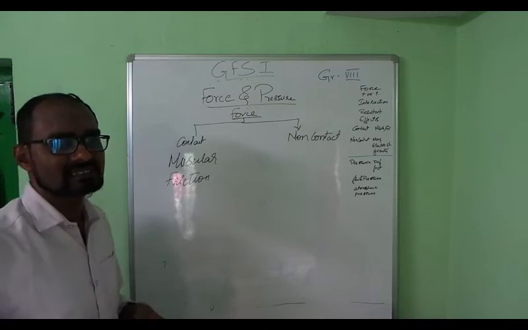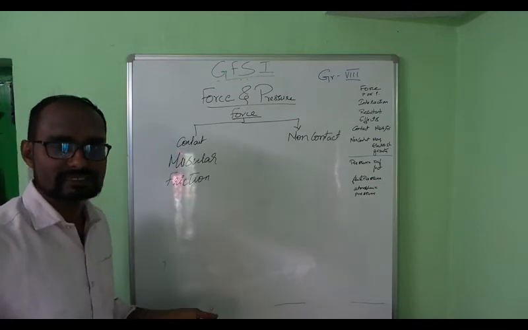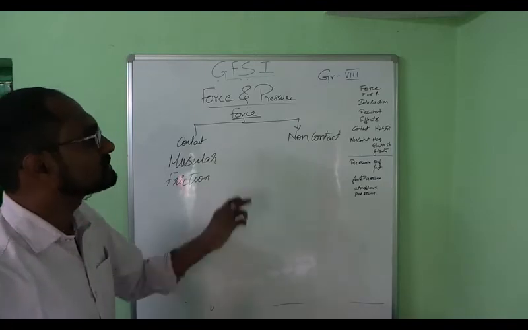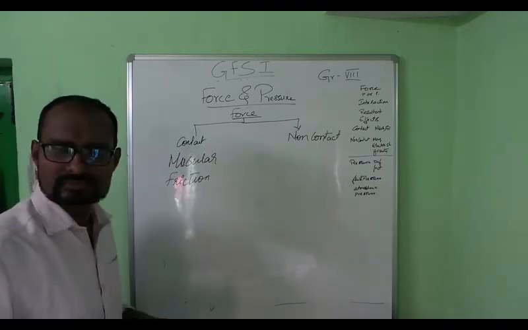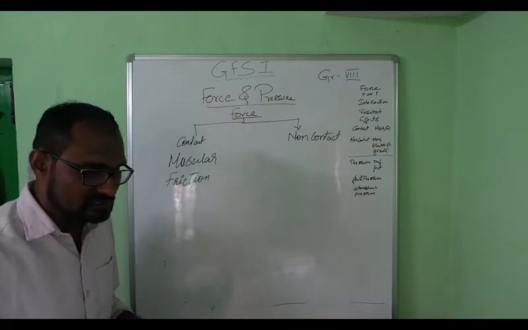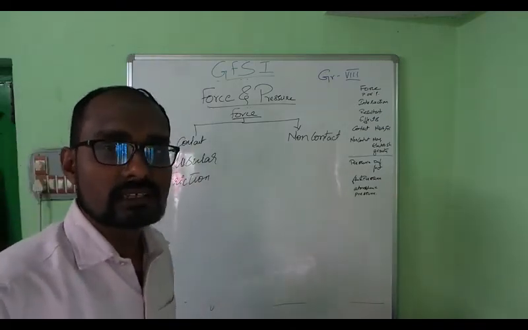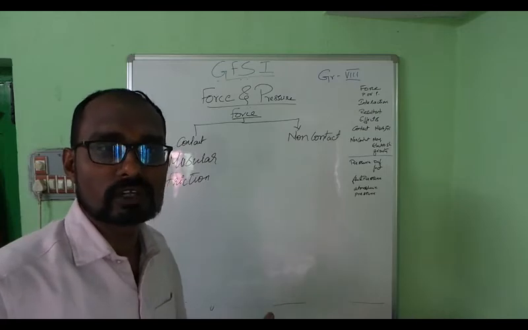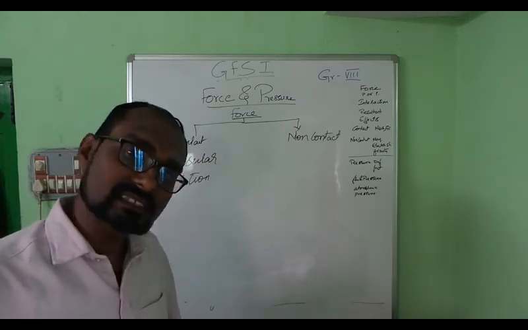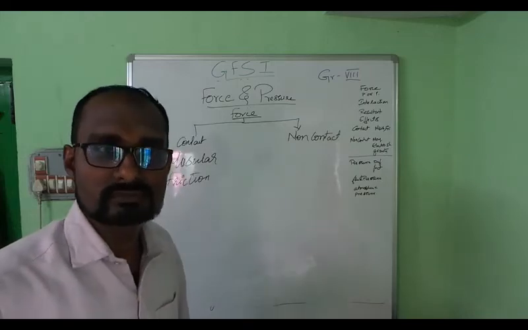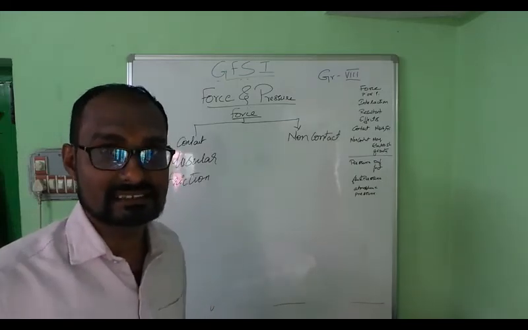Now this friction is again classified into different types which you will be learning in your second chapter. Okay, now coming to non-contact force. Yes, again, is it possible that the body which is exerting force does not come in contact with the body on which force is acting, but the effect is seen?